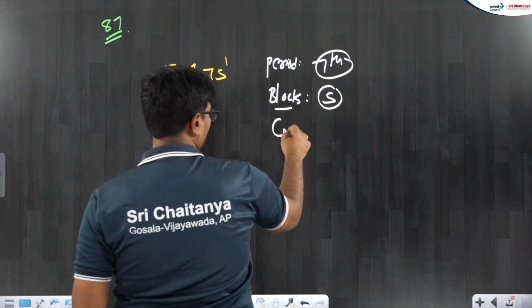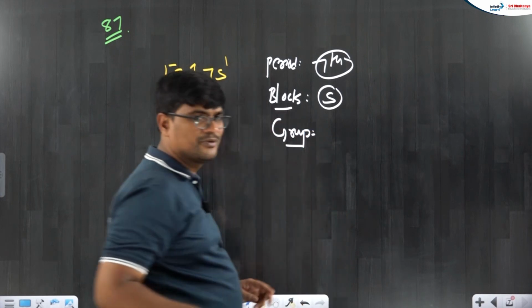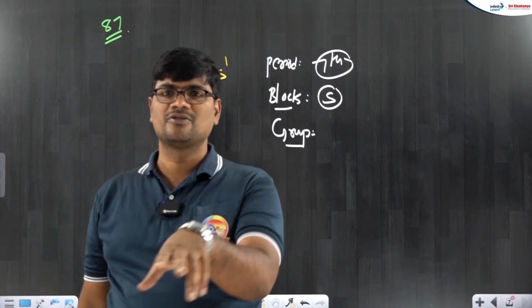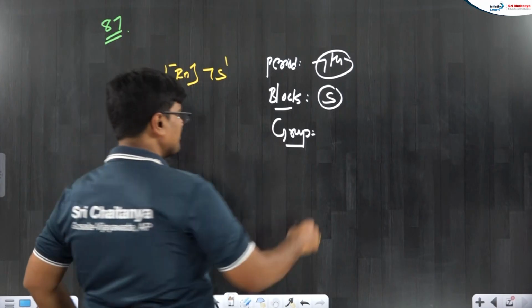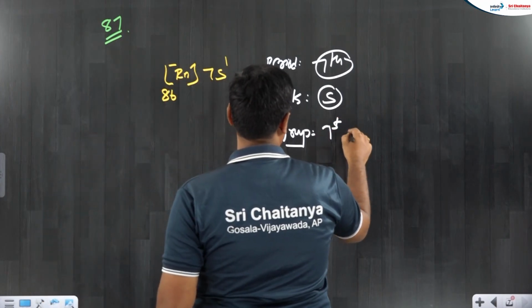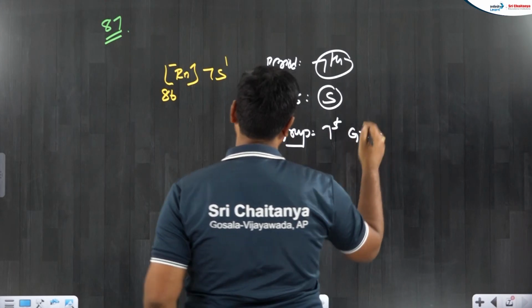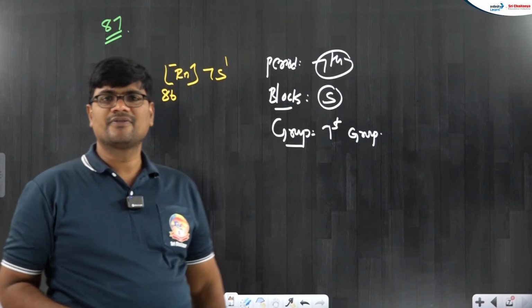And what is the group? By looking at this, we can say one thing. S block has only two groups. If there is s1, first group; s2 means second group. What is the group number? First group. This is an alkali metal. Actually, we can say it is francium.